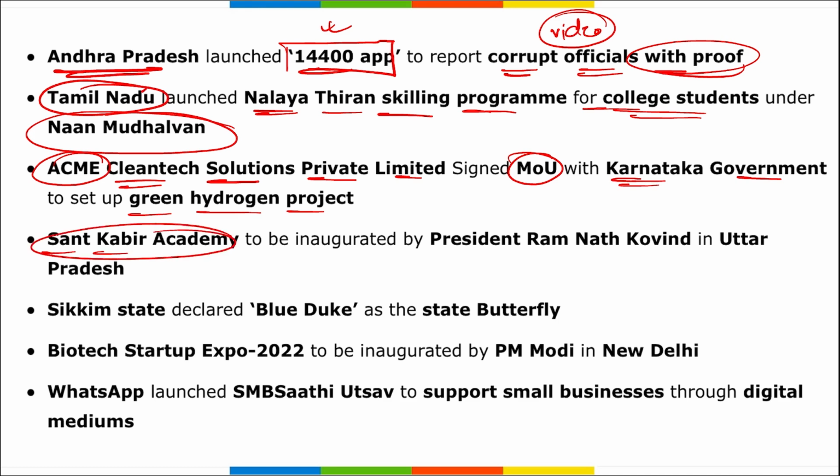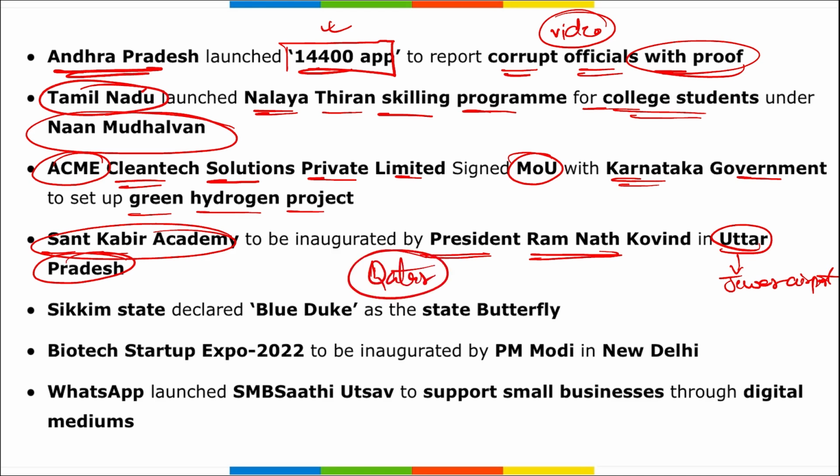Sant Kabir Academy to be inaugurated by President Ramnath Kovind in UP, Uttar Pradesh. And in Uttar Pradesh only there is Jewar Airport. Where is the FIFA World Cup being held now? It is in Qatar, remember this also.